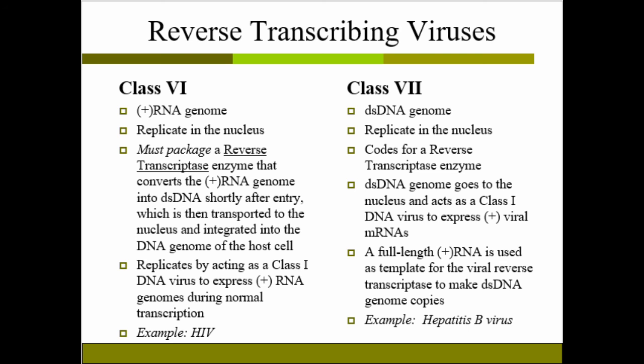Then a full-length positive sense RNA is used as a template for the viral reverse transcriptase to make double-strand DNA. And there you have it. That is the Baltimore classification system.